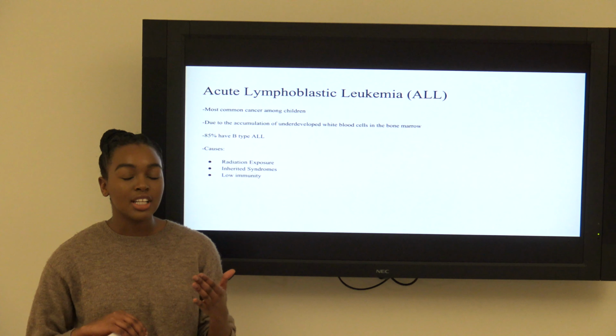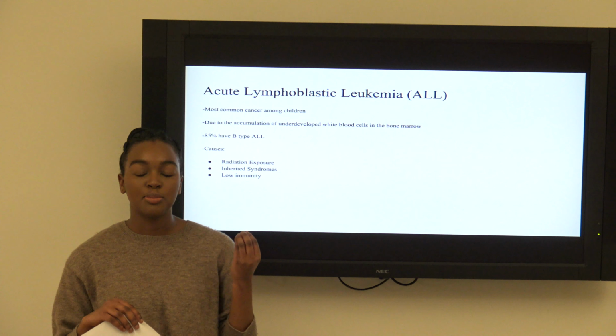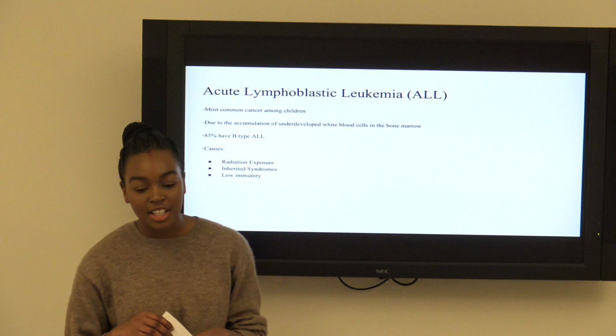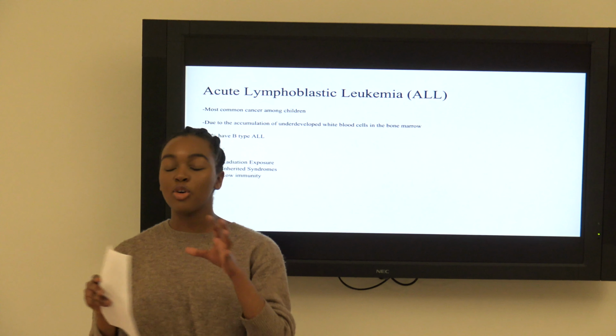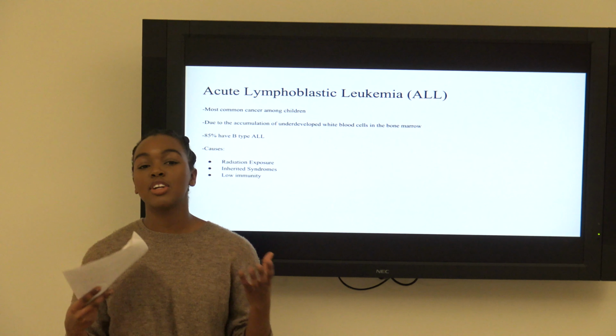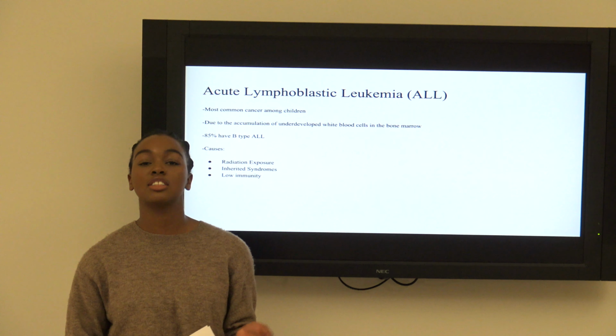And they rapidly grow, and they take over the bone marrow. So they don't give enough room for the healthy lymphoid cells to grow.